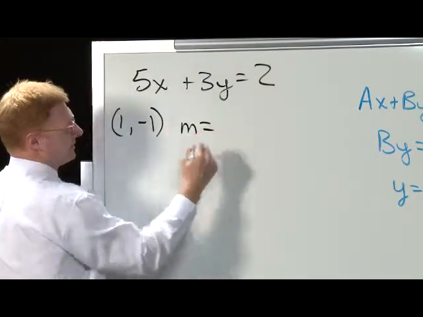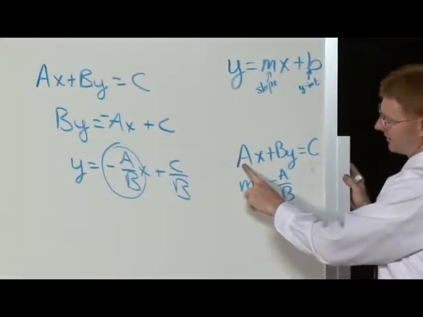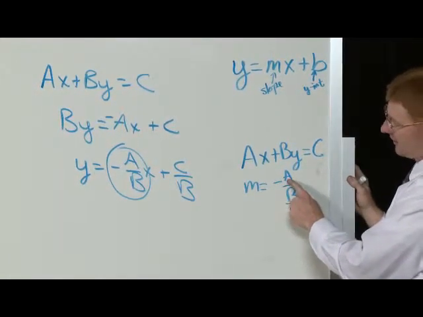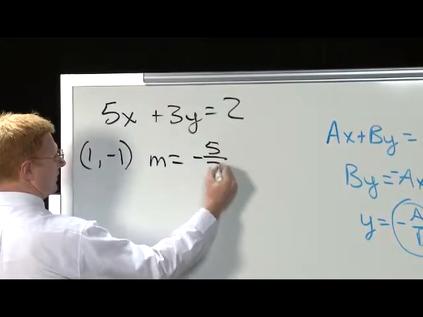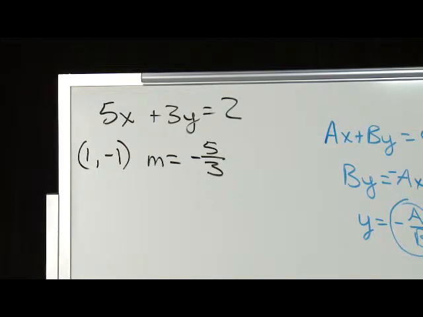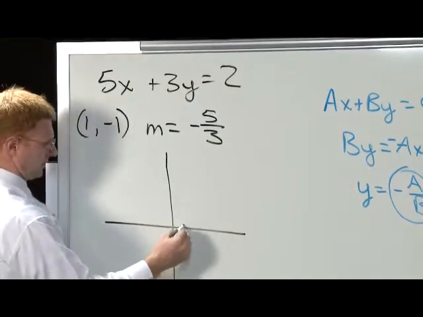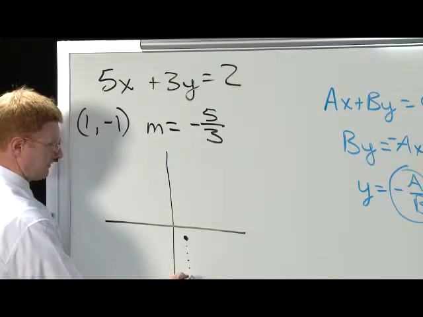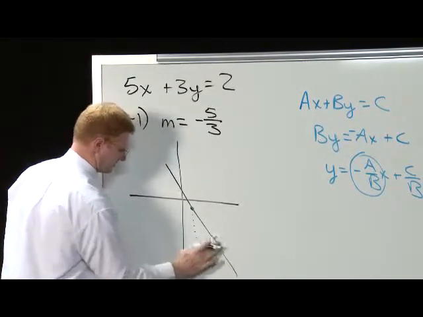Now the slope. If you look at this, anytime you have a number in front of x and a number in front of y, the slope is the opposite of the first over the second. So the slope is negative 5/3. And that's the shortcut. Now you could change this into slope-intercept and it would work fine. So we have 1, negative 1, and the slope from here is down 5 over 3.